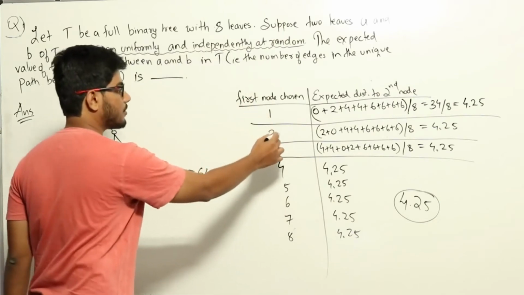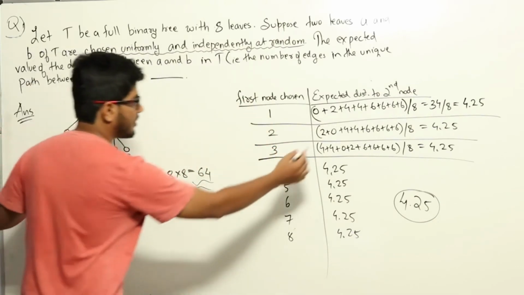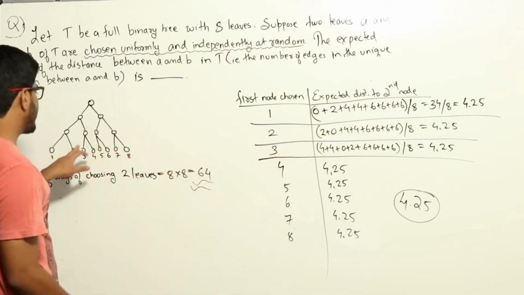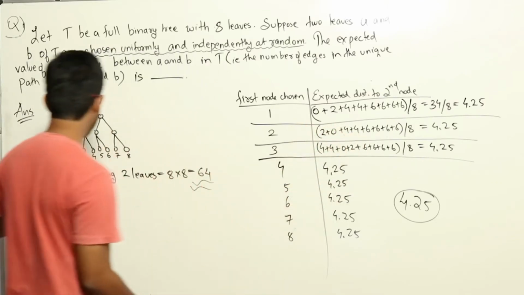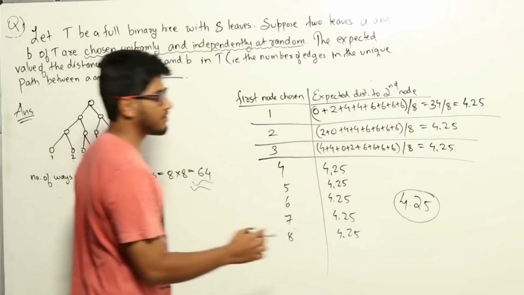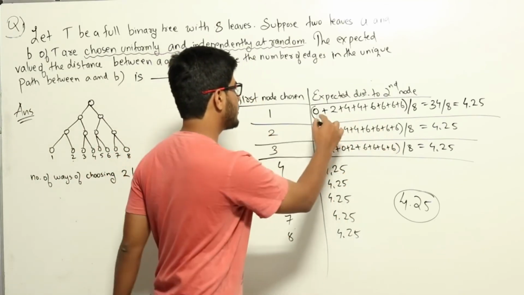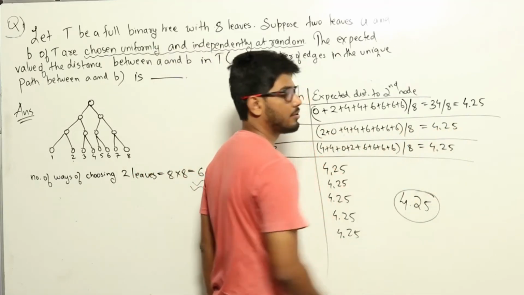Similarly, if the first node chosen is 2, the distance from 2 to 1 will be 2, written here. 2 to 2 will be 0. 2 to 3 and 4 will be 4, just like the case of 1 here. And from 2 to 5, 6, 7, 8 will be 6 only, that is 4 times 6. Again we got the same expression as above, only 0 and 2 swapped with each other. That is again 34 by 8 or 4.25.